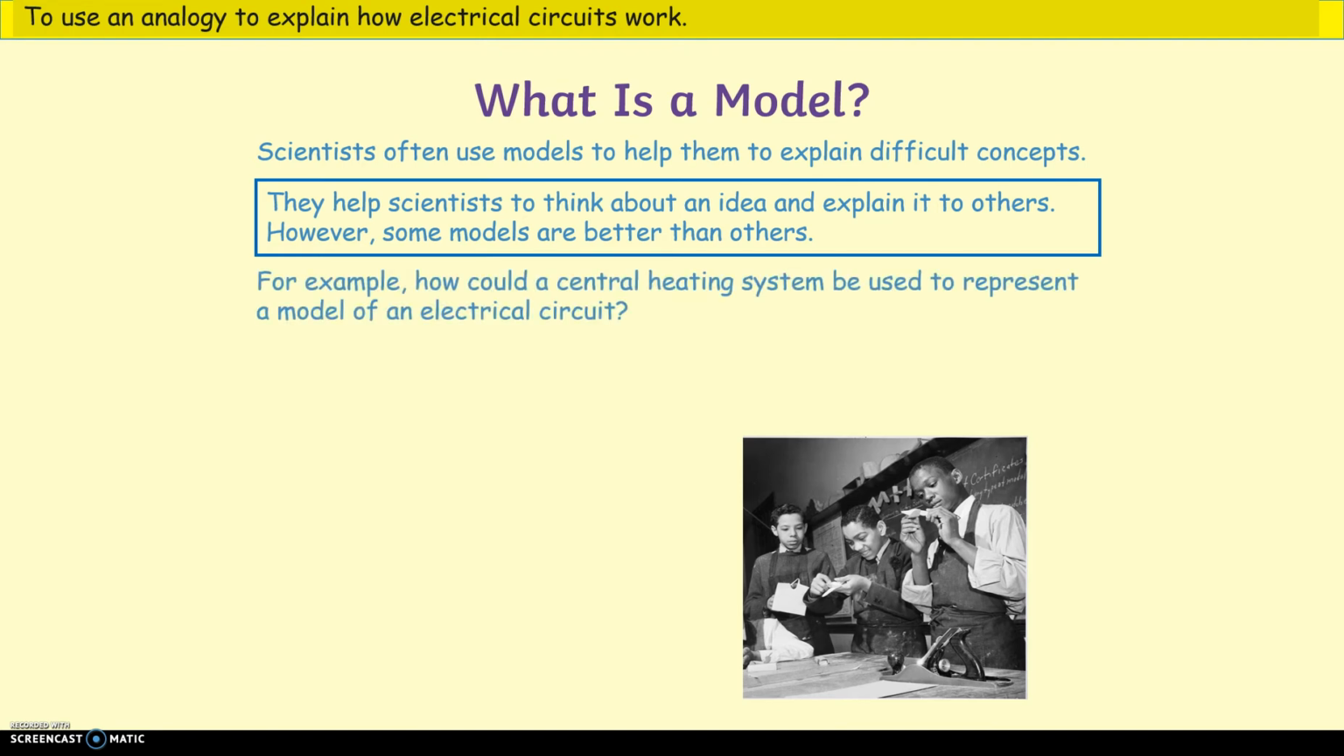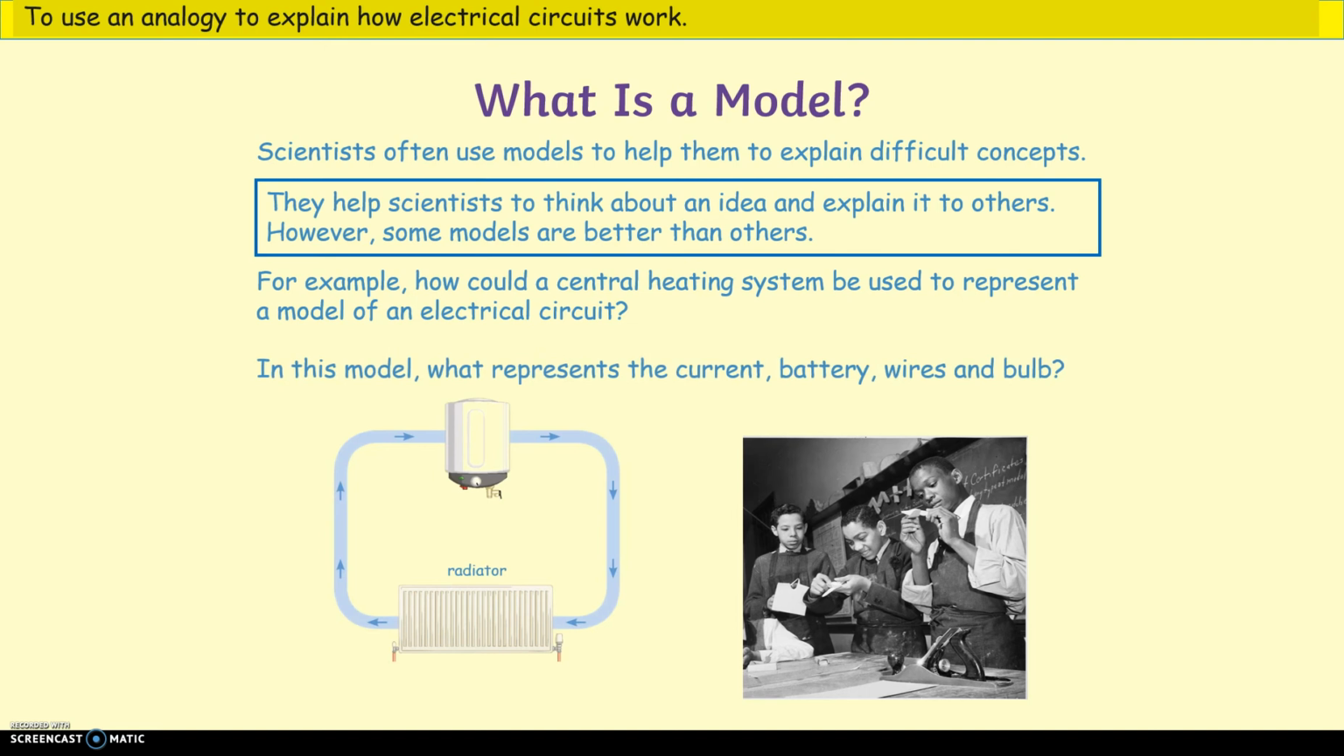For example, how could a central heating system be used to represent a model of an electrical circuit? Well, in this model, we need to think about what could represent the current, the battery, the wires, and the bulb. Pause the video, pause the recording, and think about this now.